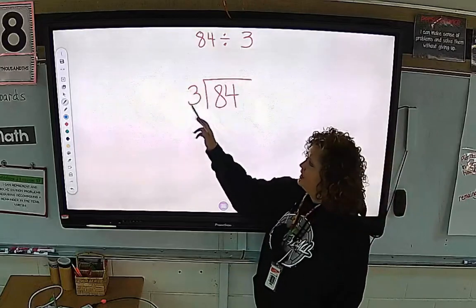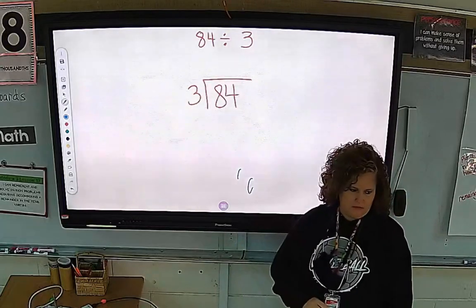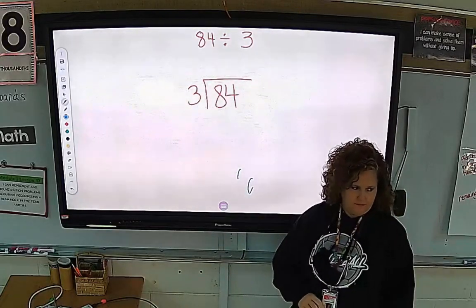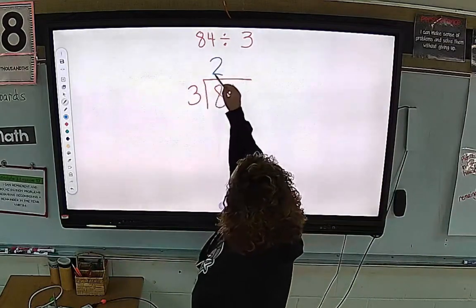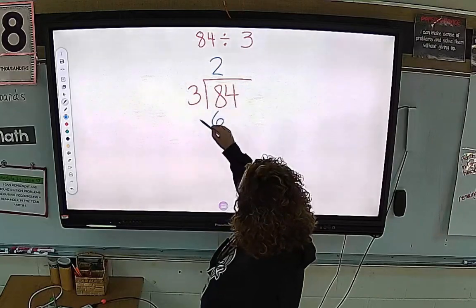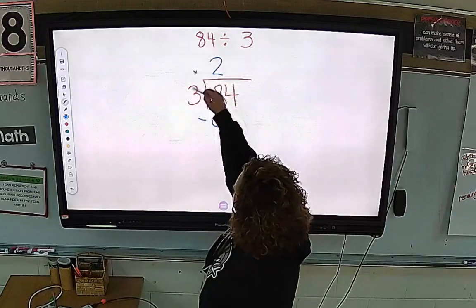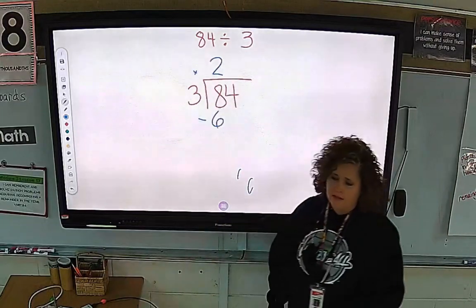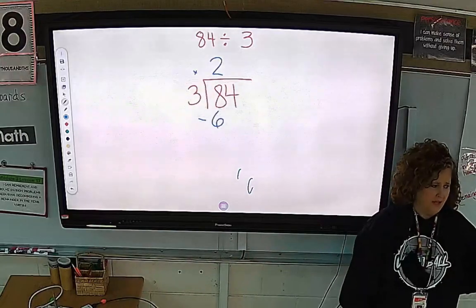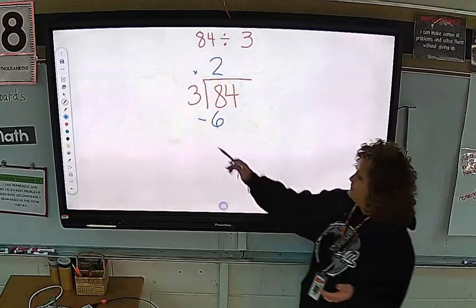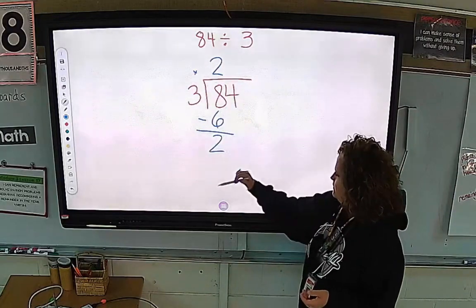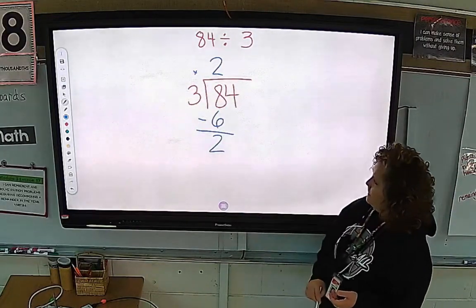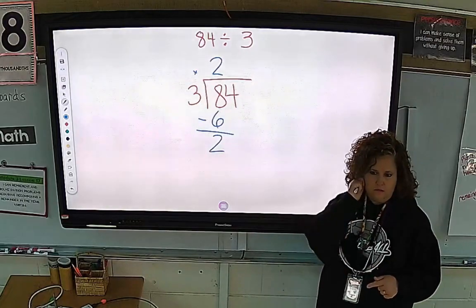How many groups of 3 can I get out of the 8? You can get 2, because 3 times 2 is 6. That's what I'm going to subtract. I'll multiply here, but that tells me what to subtract. 3 times 3 is 9, and that's bigger than 8, so that was too big. When I subtract that, I get a 2. What am I ready to do right now?